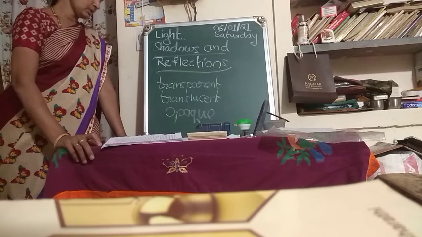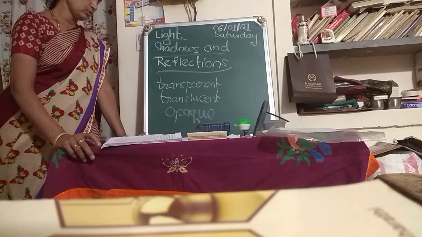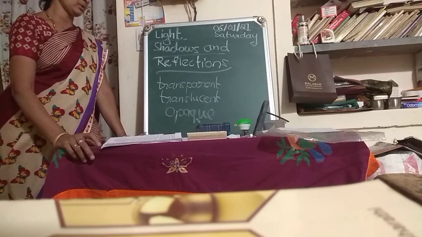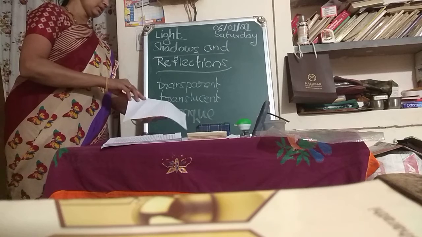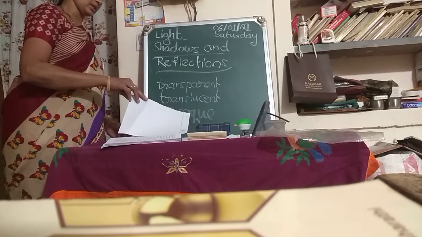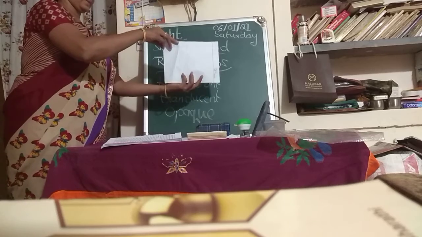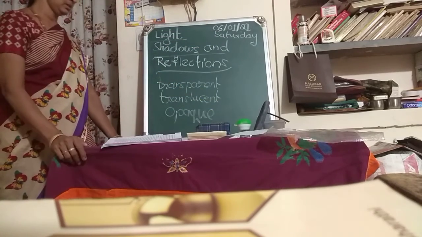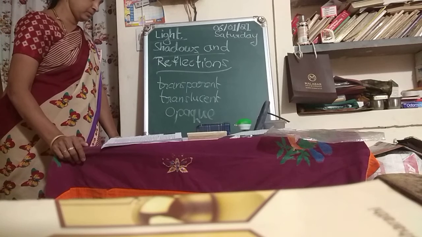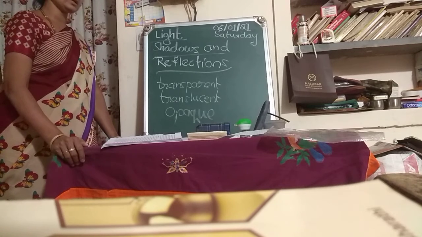So what exactly are shadows? When you spread any sheet of paper, see, here a shadow is cast, a shadow is formed on the board, you can see. You can identify the objects by looking at their shadow.